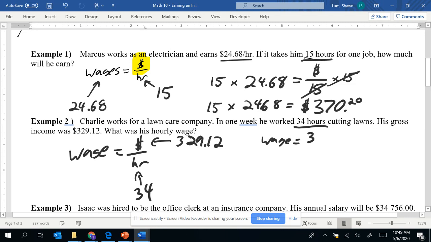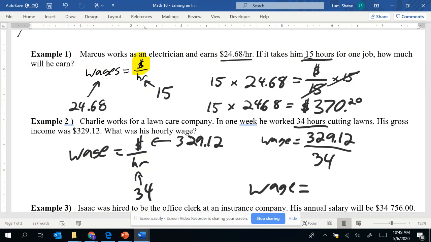So I'm going to plug that into my formula. Wage equals 329.12 over 34. Wage equals, now I go 329.12 divided by 34 equals, and I get 9.68. So that's $9.68 per hour.